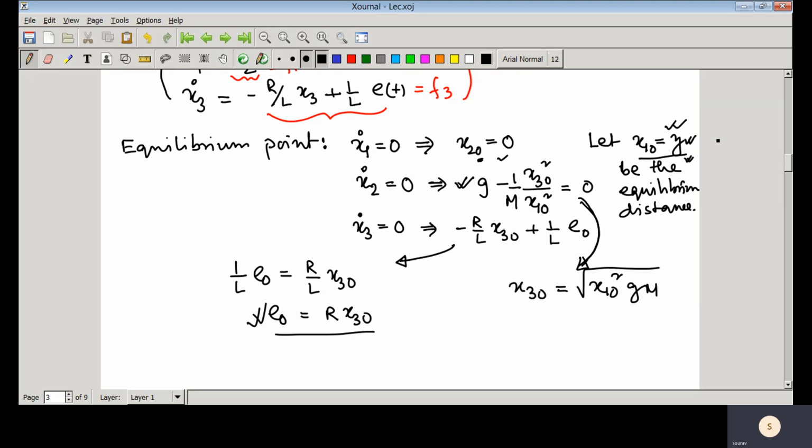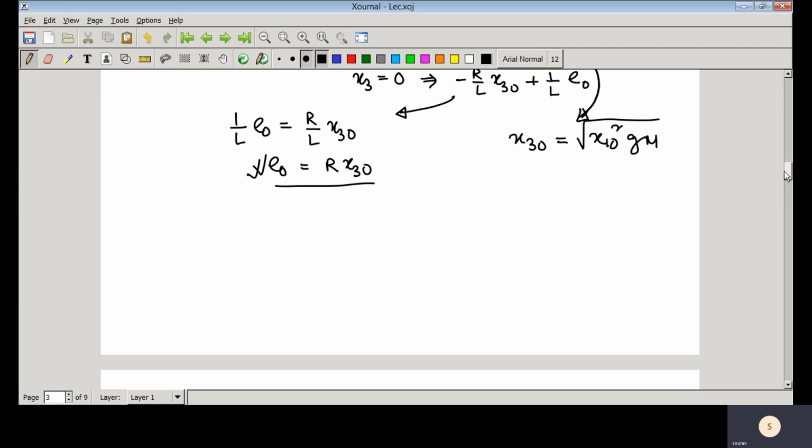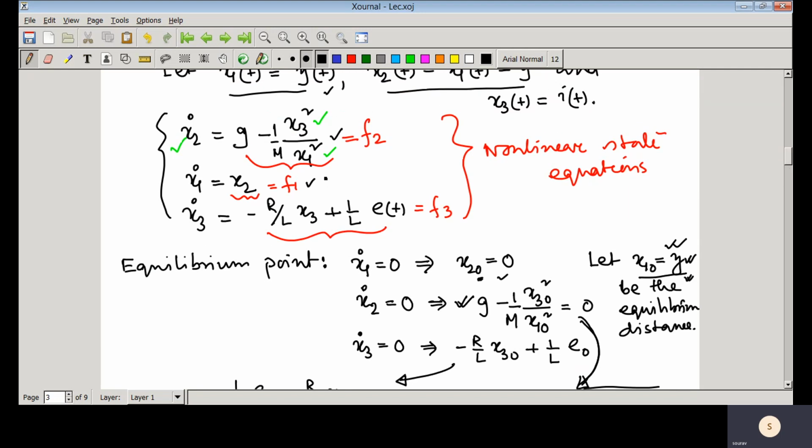So this is that equilibrium point, and at that equilibrium point you have seen that the derivative of all the states equals 0. So now our next target is to linearize that system. Here we have already defined what F1, F2, and F3 are.